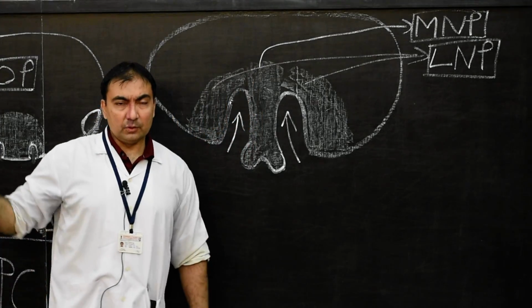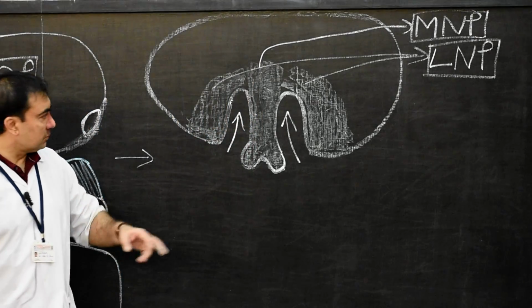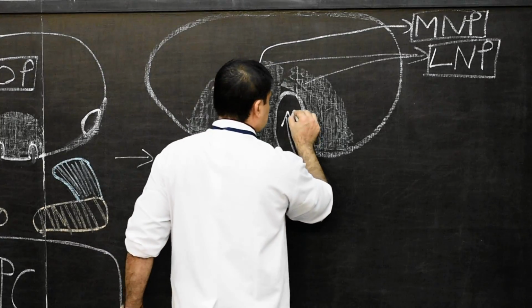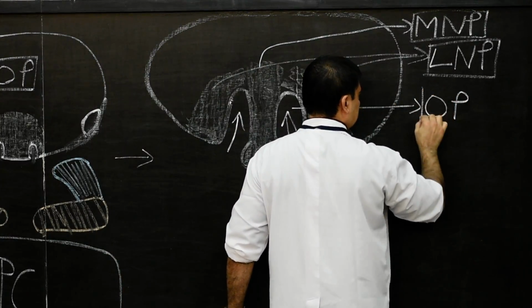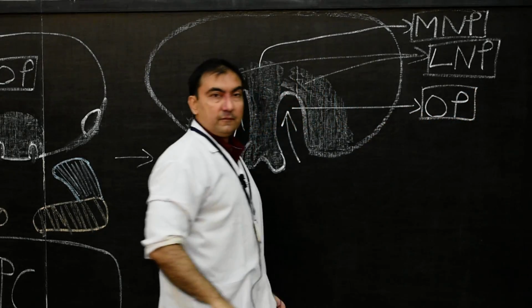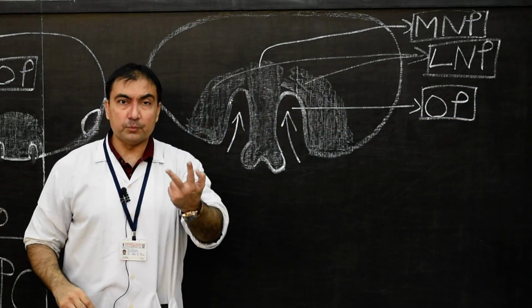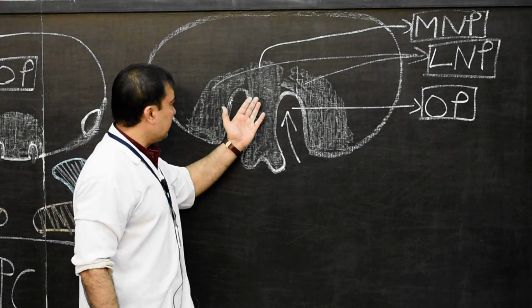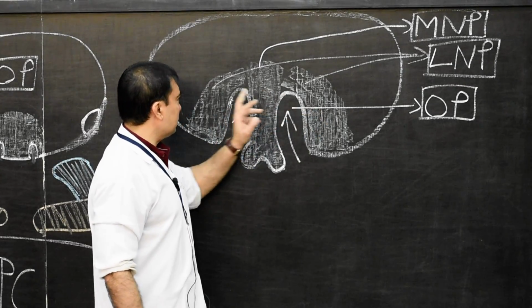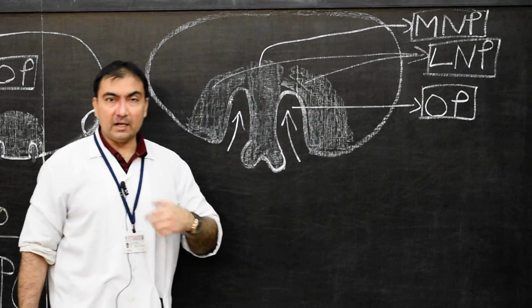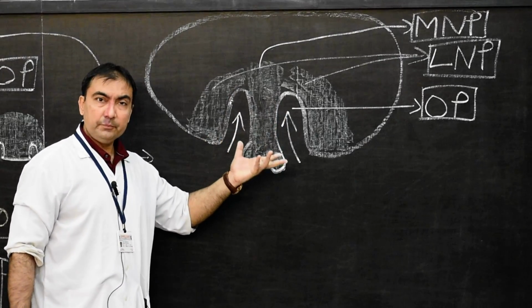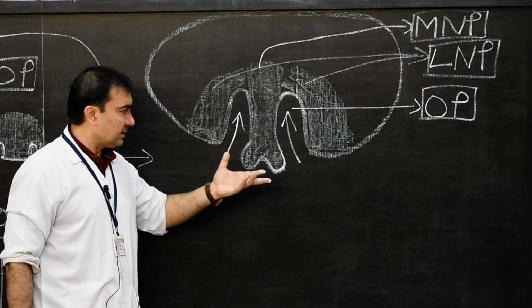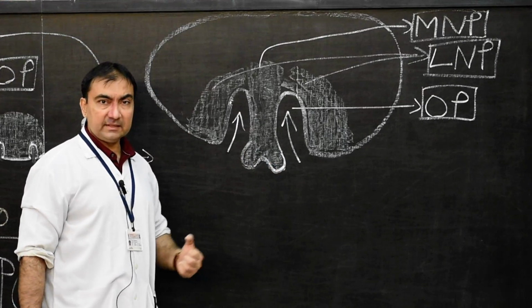So the keywords are olfactory placode, number 2, olfactory pits. Number 3, frontonasal process dividing into two parts. What are they? Median nasal process and the two lateral nasal processes. How is it divided? We know, because of the creation of olfactory pits on either side, isn't it? Now, it is basically very simple to understand.